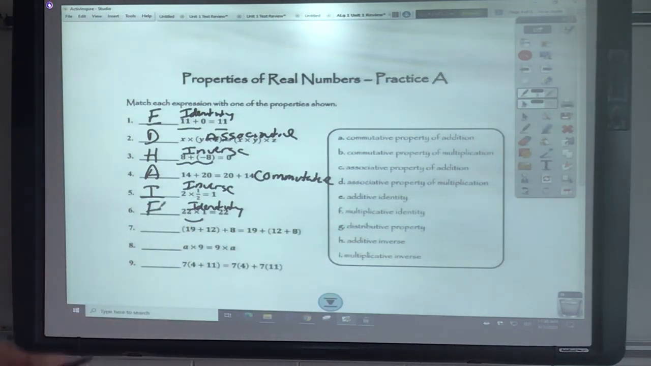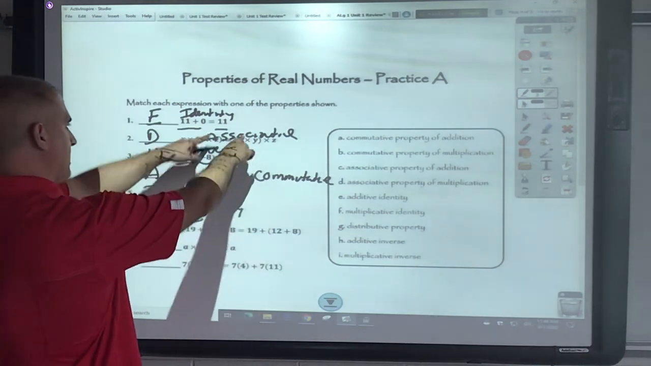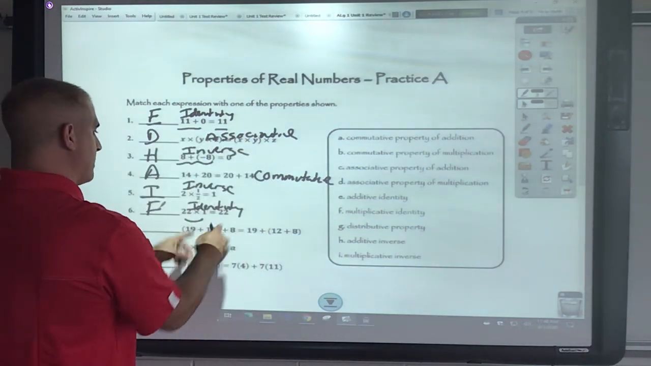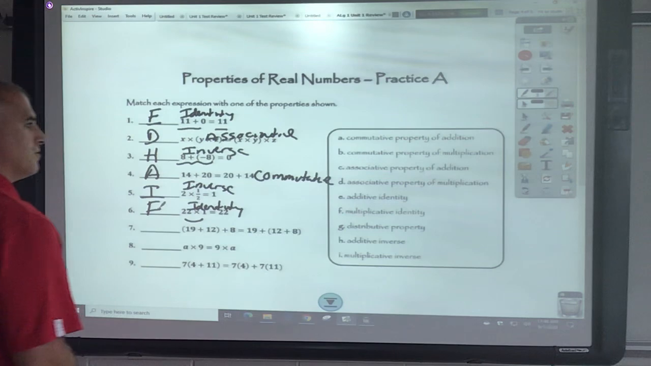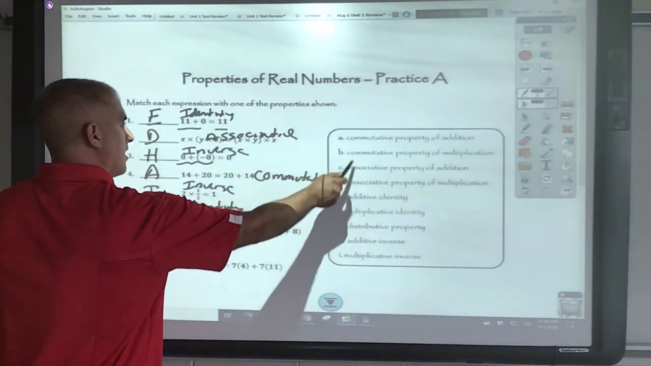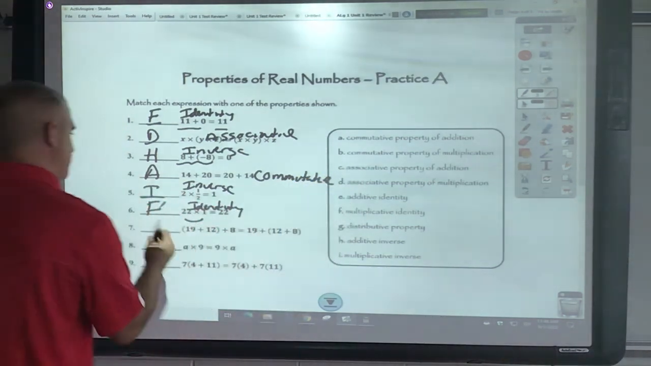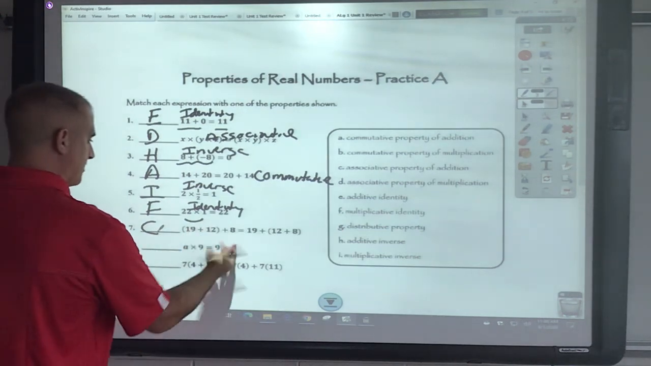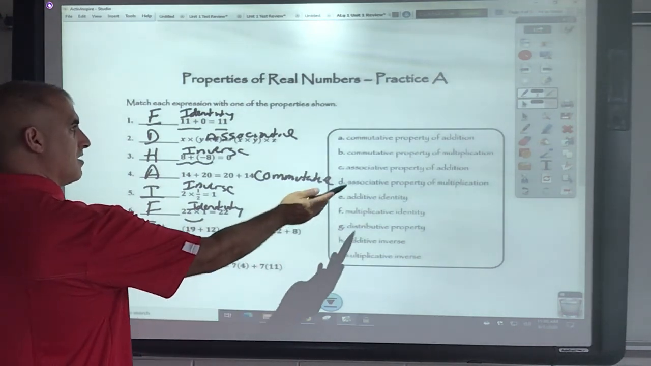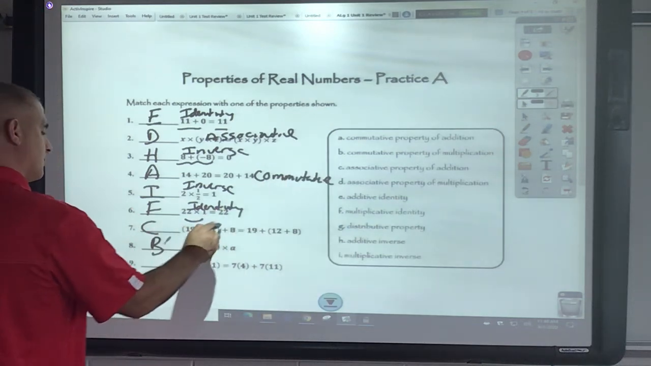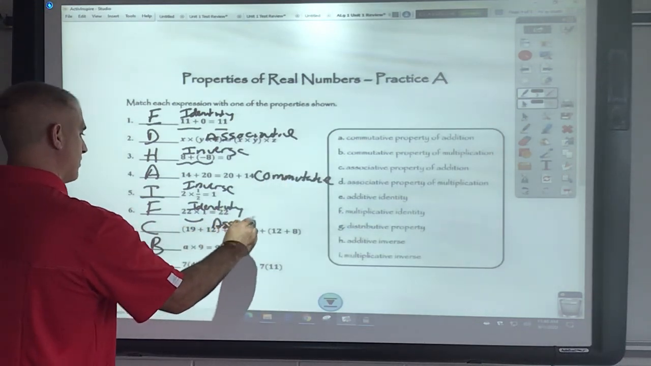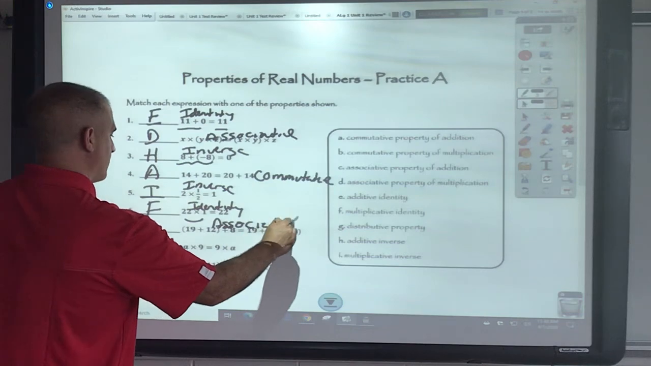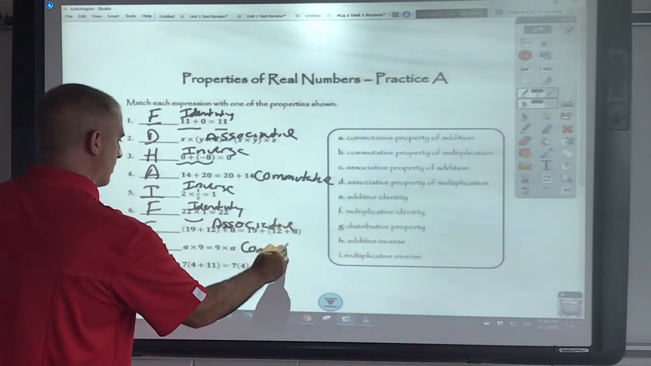Okay, all right. This is, you can see, this is like associative, except we're using addition, because if you notice the parentheses move. Okay, so this is the associative property of addition, which would be C, so that's associative. This is the commutative, because this one flips around, so this is the commutative property of multiplication. So this is associative. Okay. This is commutative. Okay.